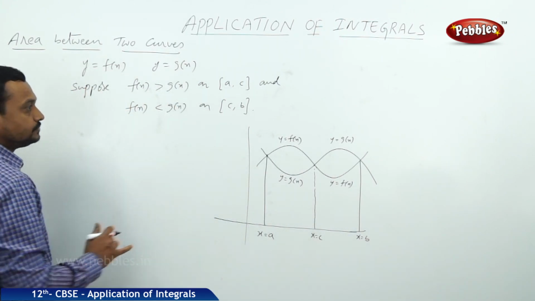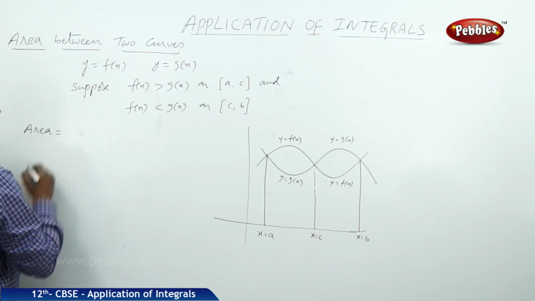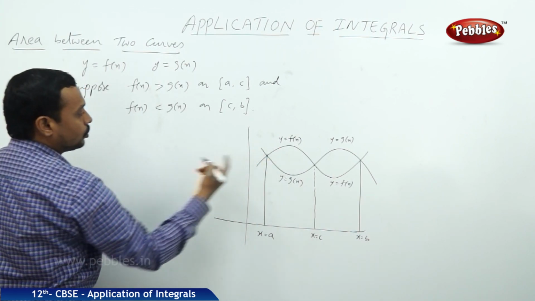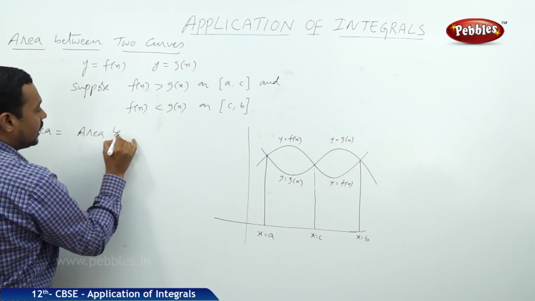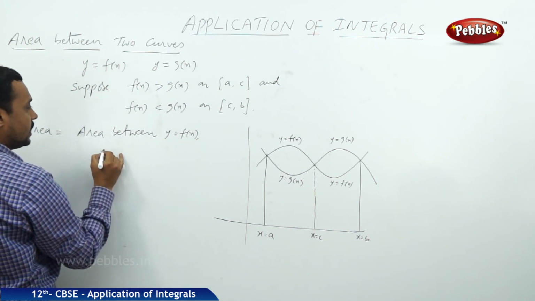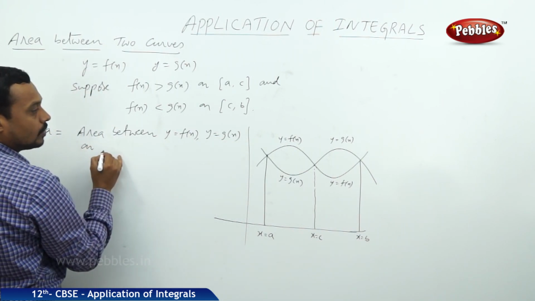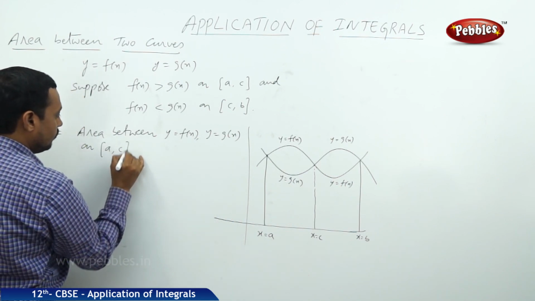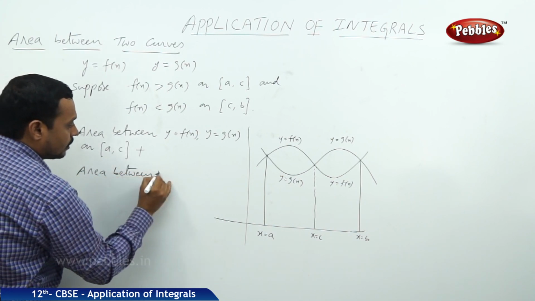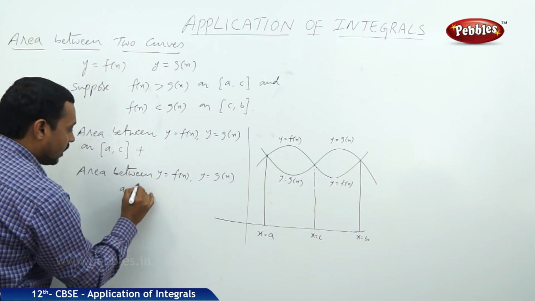Now let us find. Here you see the total area is equal to the area between the curves y is equal to f of x, y is equal to g of x on the interval a to c, plus the area between the curves y is equal to f of x, y is equal to g of x on the interval c to b.